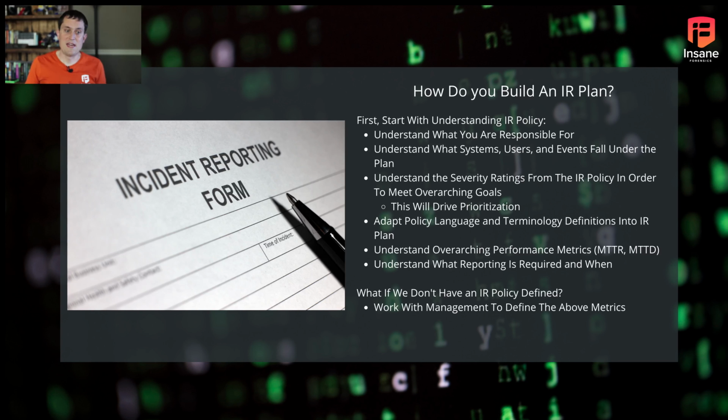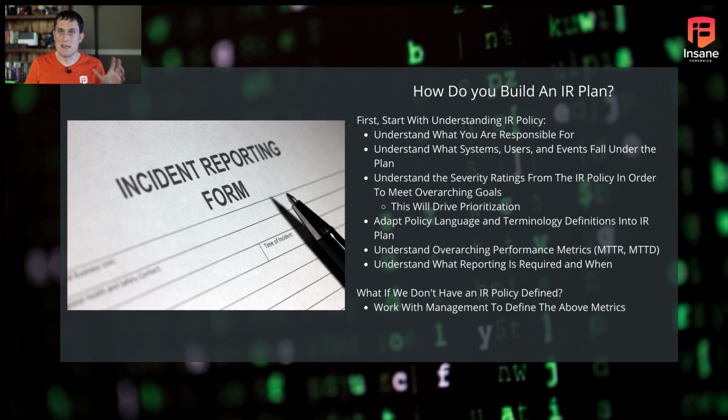So a question you might be asking is, how do you actually build an incident response plan? What are the components? What are the considerations? The first thing you need to do is start with that incident response policy we talked about. The first thing you need to understand is what you are actually responsible for and what you aren't responsible for, because understanding where the bounds of your responsibility lie will save you, honestly, a lot of time as you're putting this plan together. If you put together a plan for an area you're not responsible for, you're basically just wasting your time, honestly, as you're drafting.